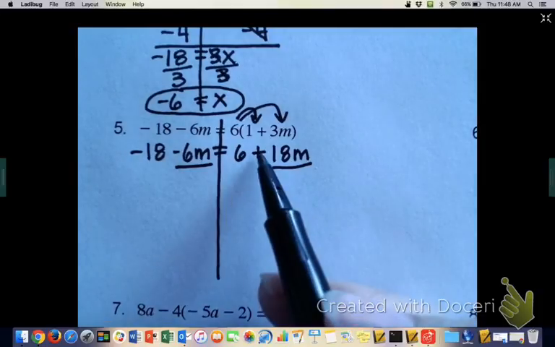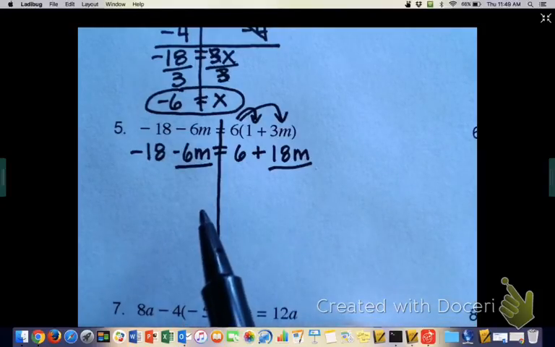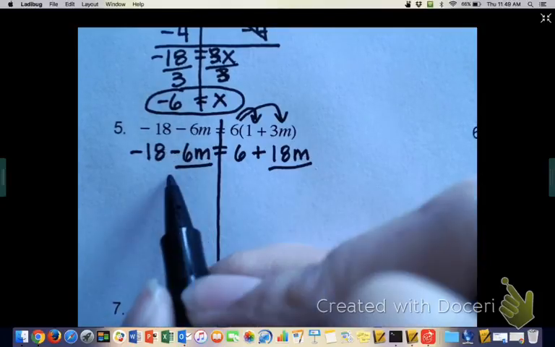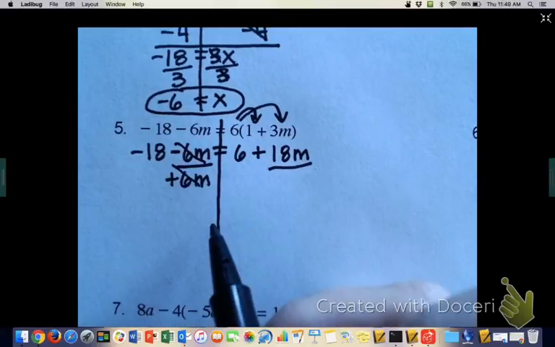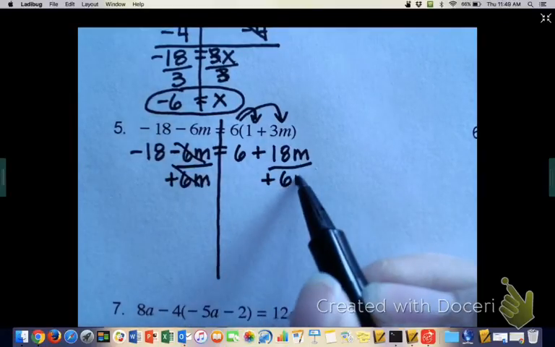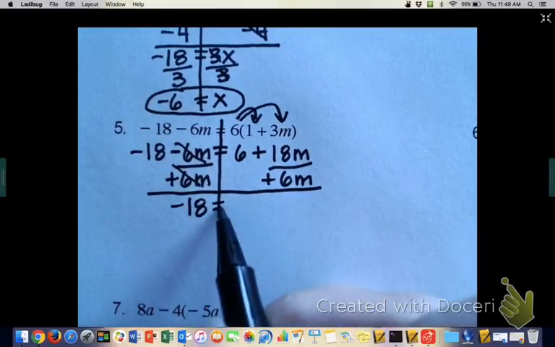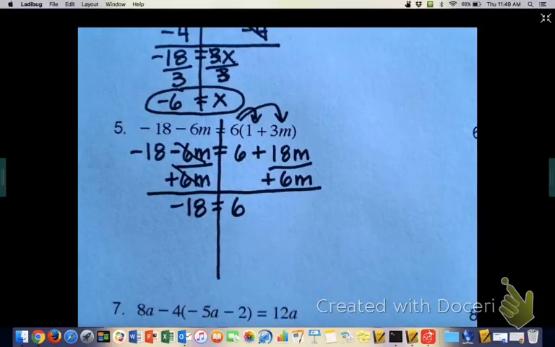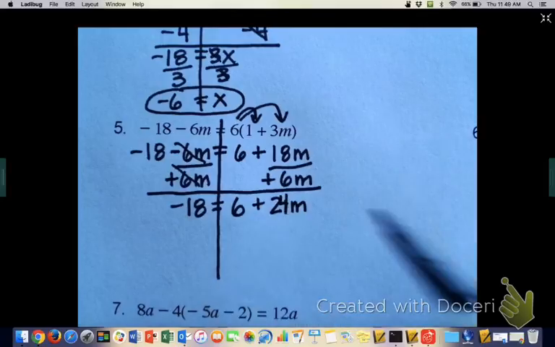I could subtract 18m, but then I'm going to be into my negatives even more, so I'm not going to do that. I'm actually going to see that this is a minus 6m, and to get rid of it, I'm going to add 6m. Remember, you have to do the opposite to get them to cancel out. So plus 6m over here too. Bring down your negative 18, bring down your 6, and 18m plus 6m is 24m, and that's positive, so plus 24m.